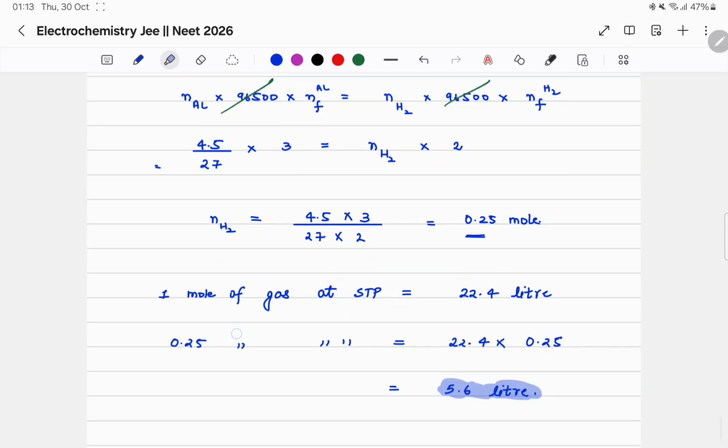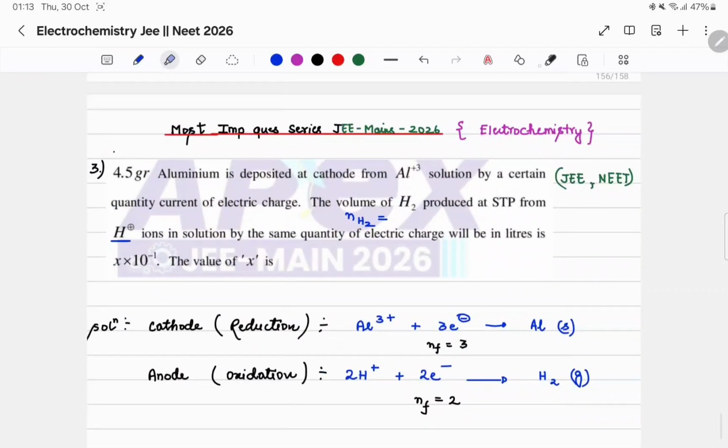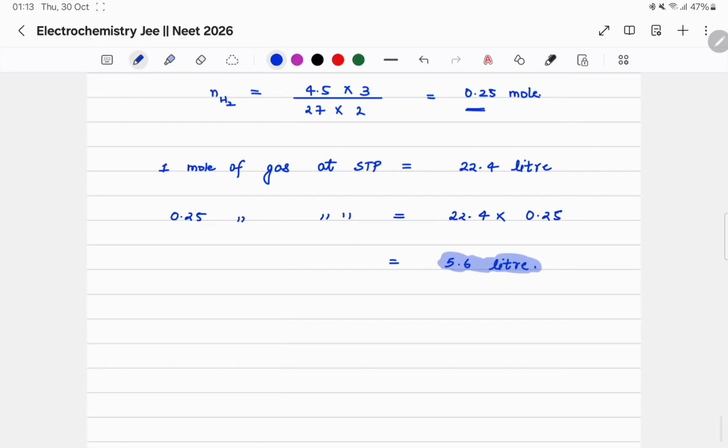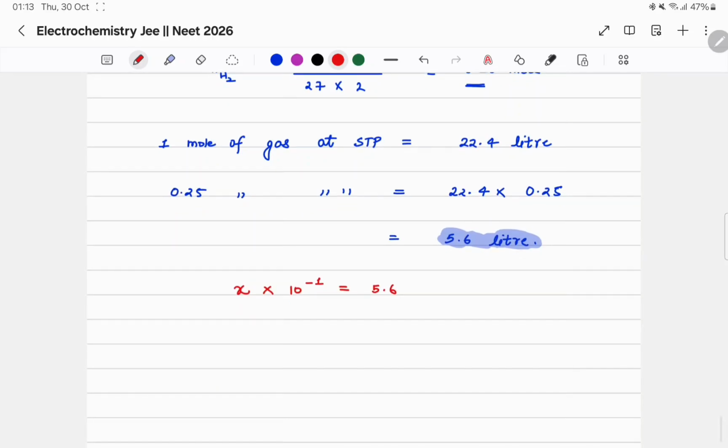Now till now also our work has not been finished. If you see the question very properly, in the question they are asking for this value, x into 10 to the power minus 1. So just put it. Generally students make this mistake at the last. After doing all the hard work, you may be making this mistake. So write down x into 10 to the power minus 1, which will be equal to 5.6 liter. I generally do it like this only. So x will be 5.6 into 10 to the power 1. That's it. Your answer is 56. So this is your answer. Thank you so much, all of you.